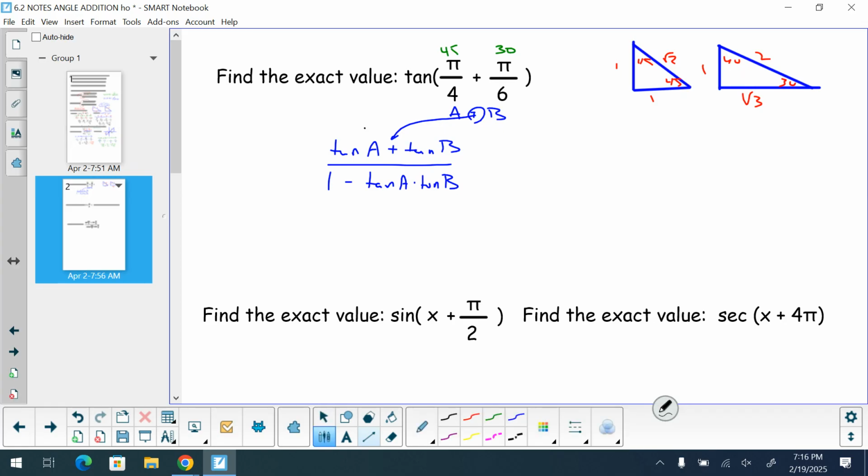A is 45, B is 30. So the tangent of A is 1 over 1, which is a value of 1. Tangent of B, tangent of 30, we have 1 over square root of 3, which rationalizes to square root of 3 over 3. Then on the bottom we have 1 minus 1 times, once again, the square root of 3 over 3.